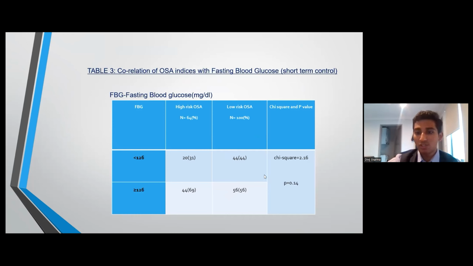In this, the p-value was 0.14, which as per our study means it was not significantly associated with high risk obstructive sleep apnea. Now this is a bit contradicting because studies have proven that if fasting blood glucose level is deranged, it is associated with worsening diabetes and high risk obstructive sleep apnea. But this was just not observed in our study.